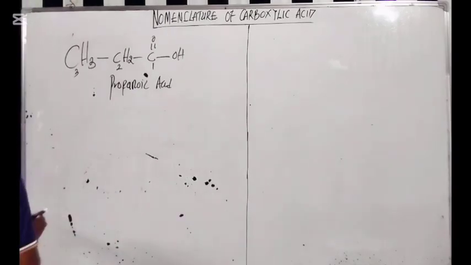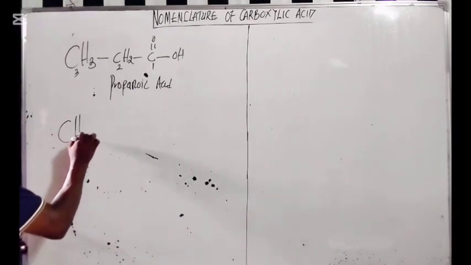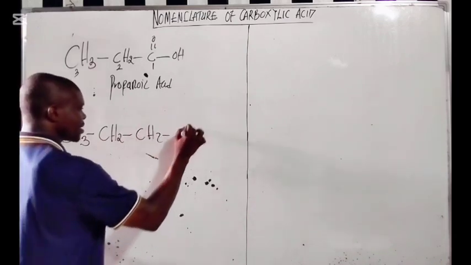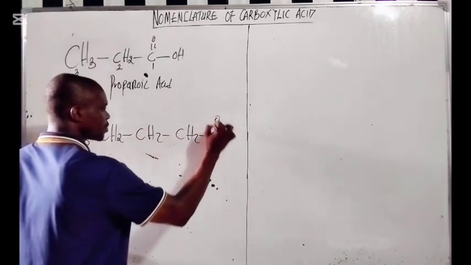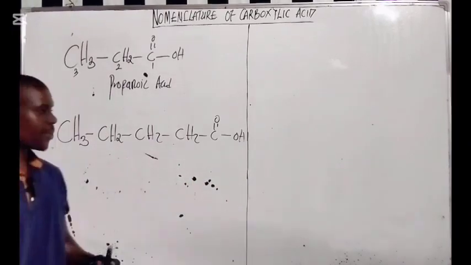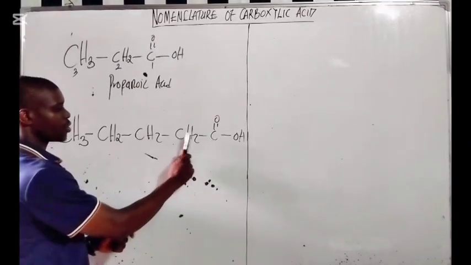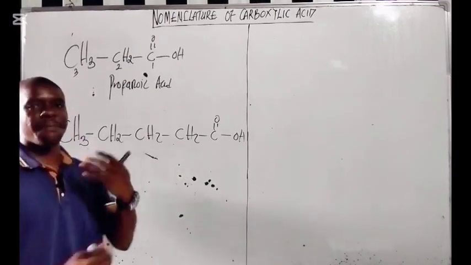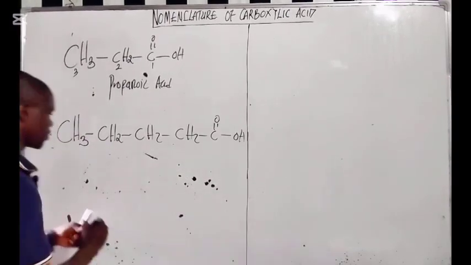If for example here we have CH3, CH2, CH2, CH2, C. Now how many carbon atoms can you see here? Right? How many carbon atoms can you see here? You have 1, 2, 3, 4, 5. Right, 5. So it will be pentanoic acid.